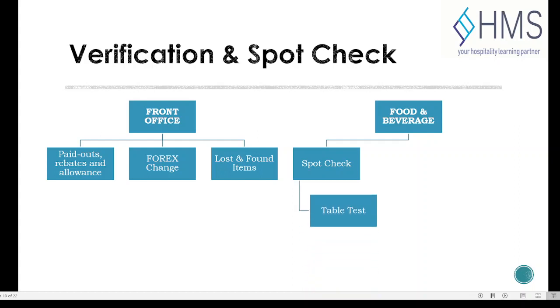Then in food and beverage, they have to do the cash spot checks. Open table test means they have to go into the system and go on the floor and see how many guests are sitting at any particular time, and then check back into the system how many tables are open in the system. If it matches, it's fine. If not, then probably it's a problem, right?